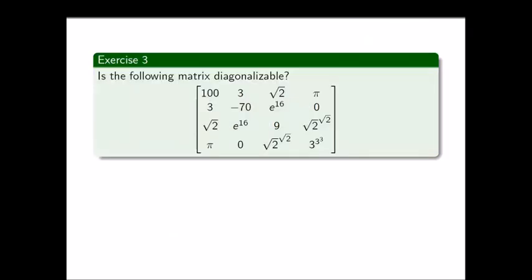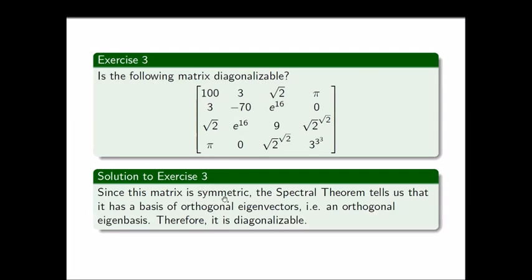Okay, so I want to end this episode with a small exercise. We're given this 4x4 matrix, and we want to figure out whether this is diagonalizable or not. Because this matrix is symmetric, the spectral theorem tells us that it has a basis of orthogonal eigenvectors. That is, it has an orthogonal eigenbasis. And because it has an eigenbasis, it is indeed diagonalizable, because once you have an eigenbasis, you have information about eigenvectors and eigenvalues, and you can use those to create matrices P and D and P inverse.